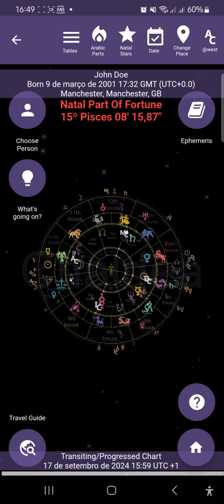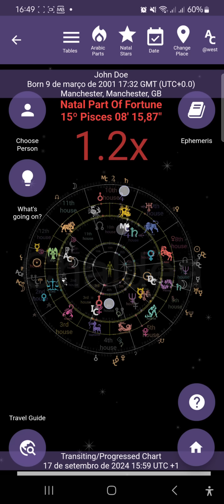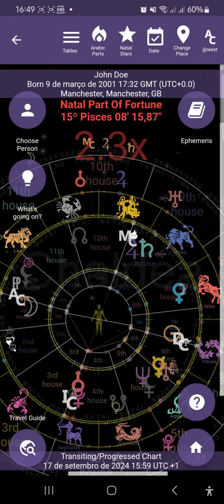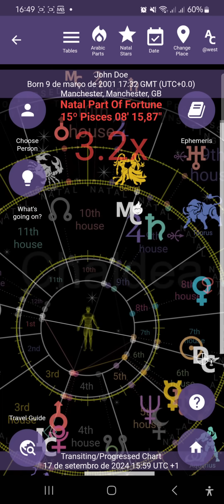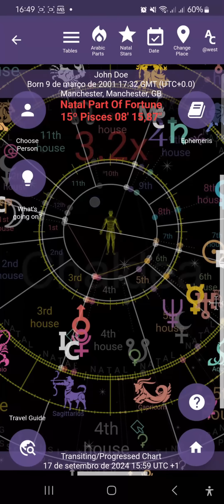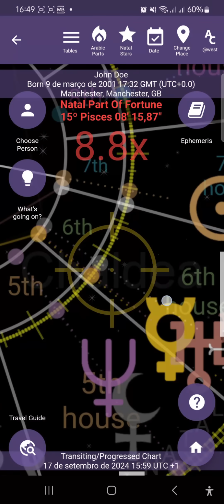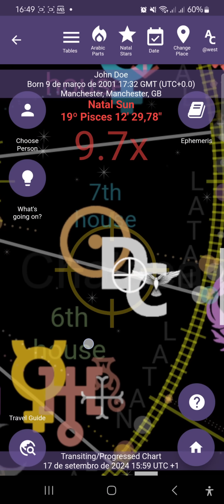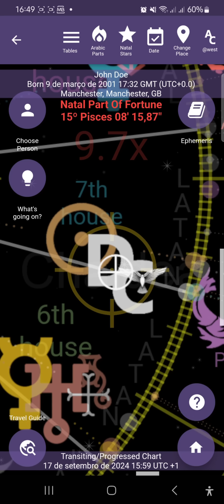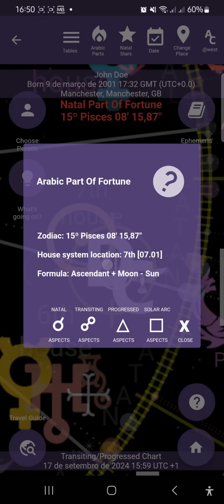The chart I have open in the application is that of John Doe. Let's then zoom in and look for a small white wheel with a cross inscribed inside it. Here it is. Let's long press it and tap the question mark button.